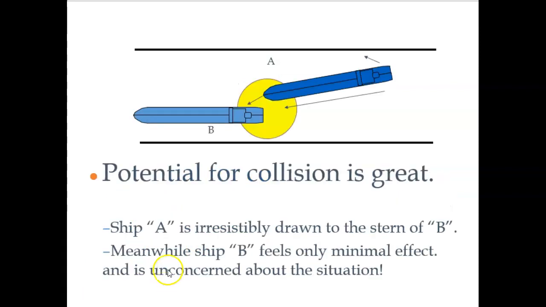We're right back at it. Ship A is irresistibly drawn to the stern of B, the bow of A to the stern of B. Meanwhile, B only feels a minimal effect as it's maneuvering, but it feels like Ship A is sort of squirrely and out of control, and the sterns and the bow come together here, and that's where the collisions, statistically, happen.